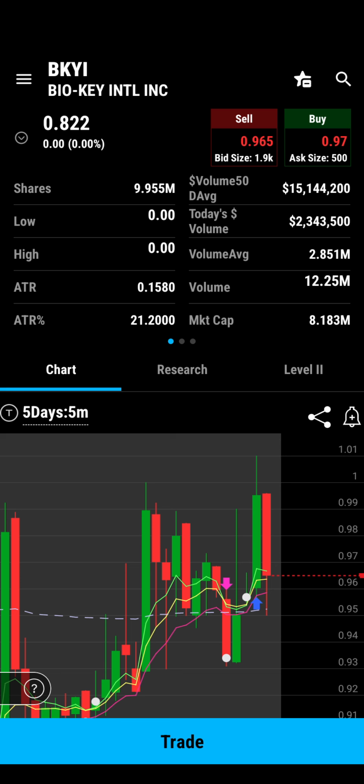So we got a low float. We have higher relative volume. Current volume is 12 million, higher than the average of 2.8 million. We have a high percentage gainer. Closed yesterday at 82 cents. Currently it's just under $1 at 97 cents.